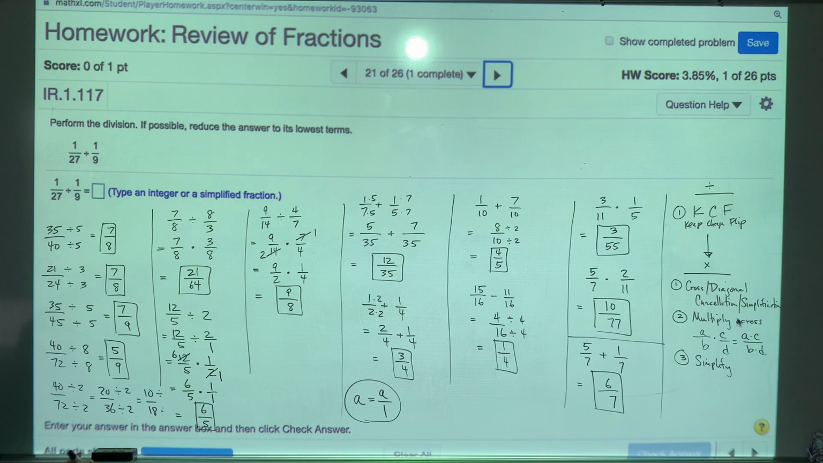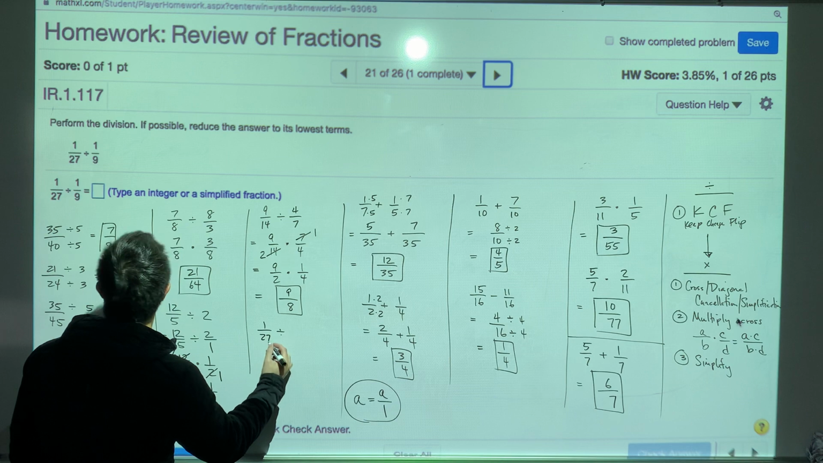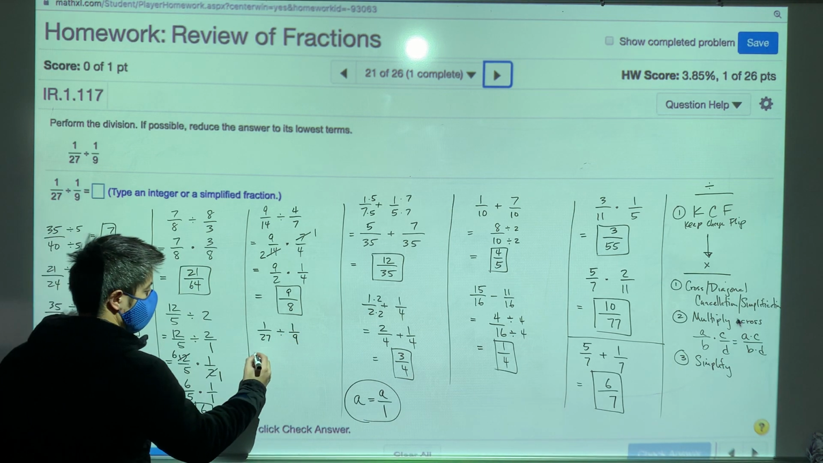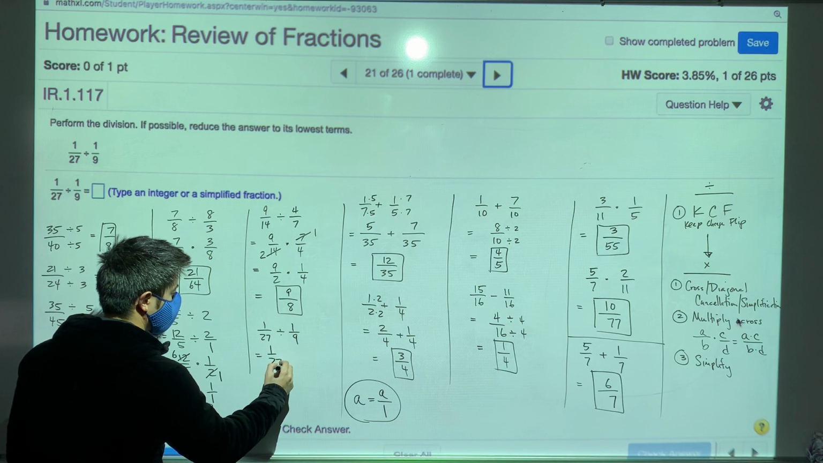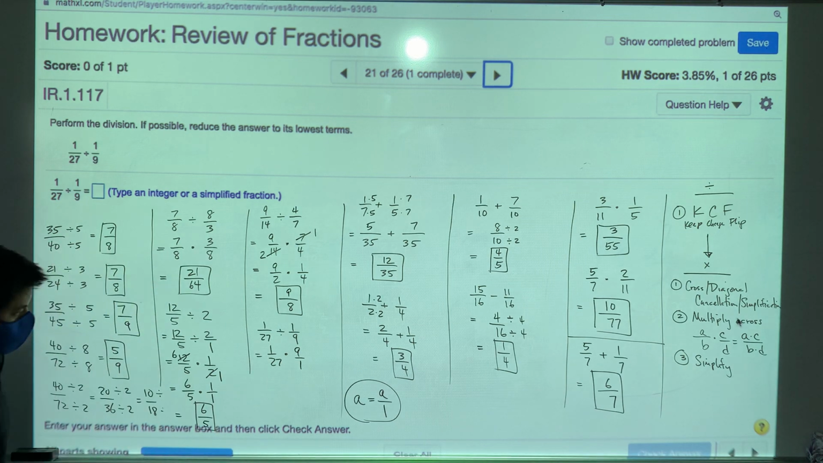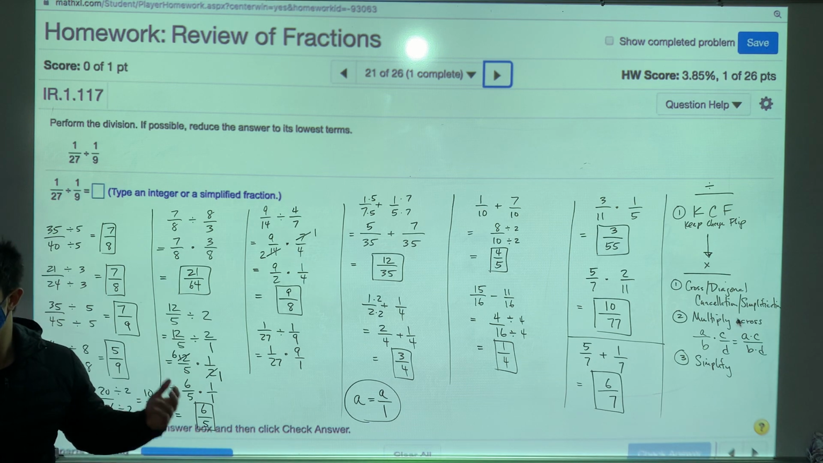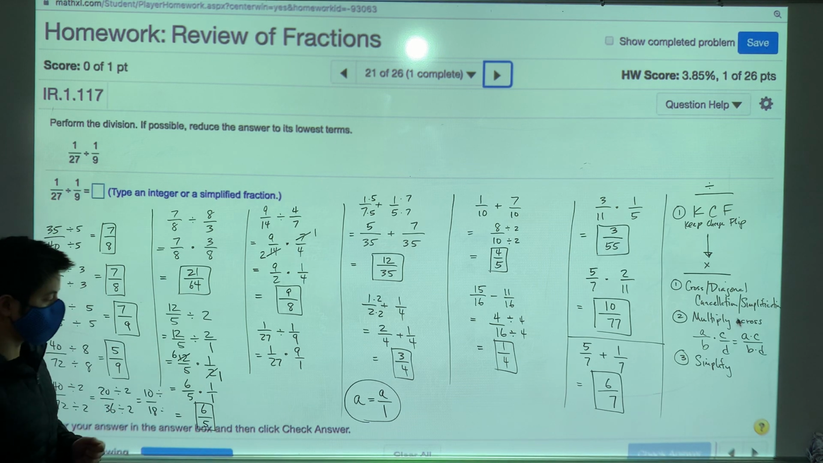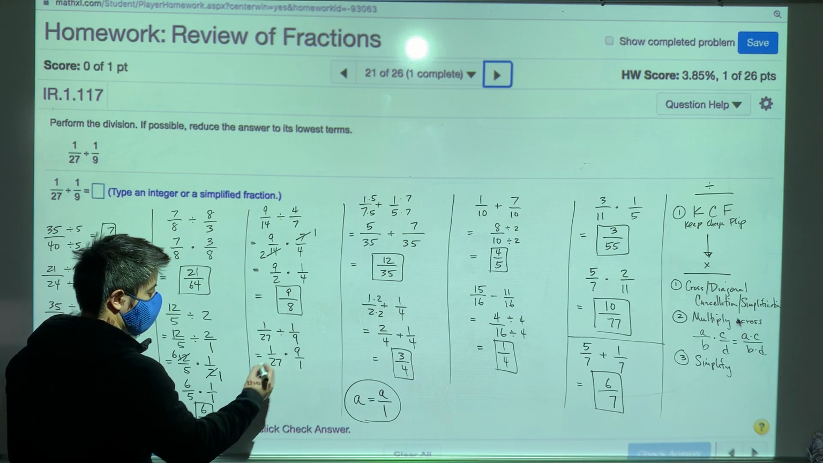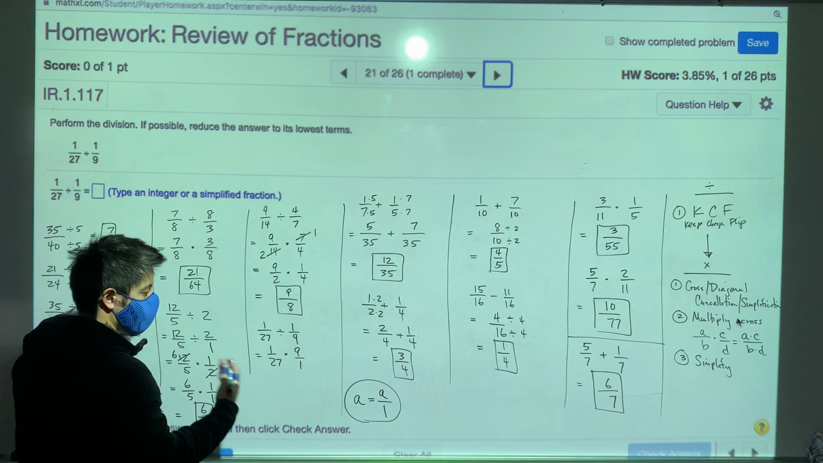21. 1 over 27 divided by 1 over 9. Okay? Let's get going. Keep, change, and flip. Now we have a multiplication problem. Step 1, check for cross or diagonal cancellation. 1s, nope, nothing to do there. 9 and 27, yes, they're both divisible by 9.